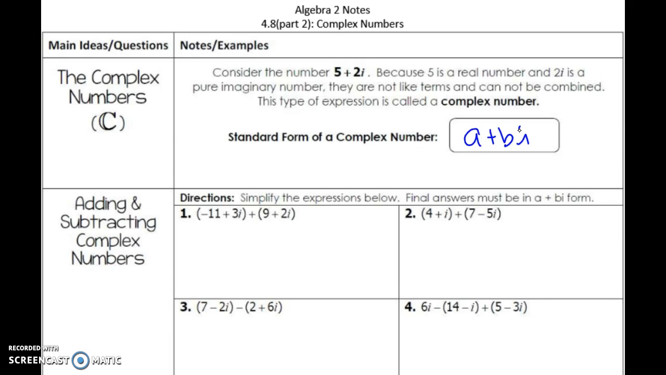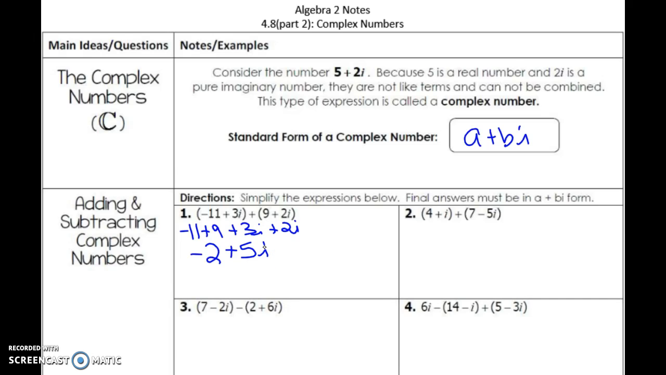So you do this just as if you were combining constants with maybe like 2x and 2x squared, things like that. Just add the like terms. So for number 1, if it helps you out, you can reorder it. So put the numbers together first, negative 11 and 9, and then put the i's together. So negative 11 plus 9, negative 2, plus 5i.